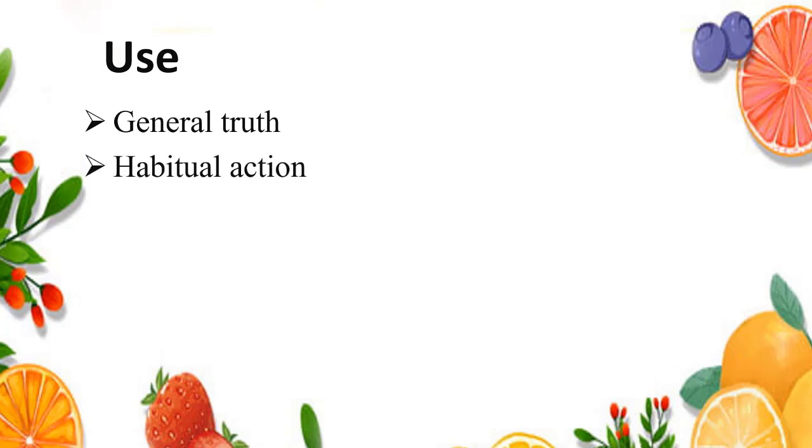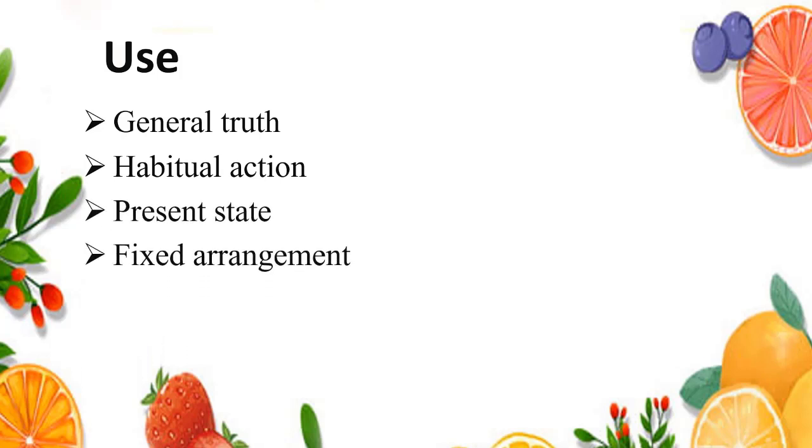Okay, and those are the forms of the sentences in the present tense. Now we have the use or usage. The present tense is used for a general truth, for a habitual action, a present state, and a fixed arrangement. Now let's talk about these one by one.